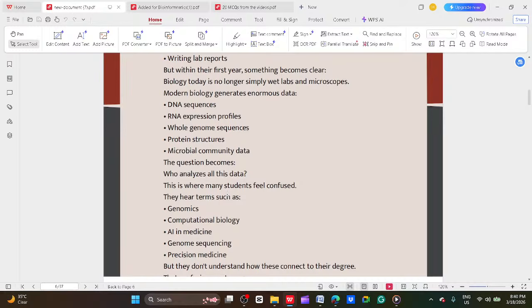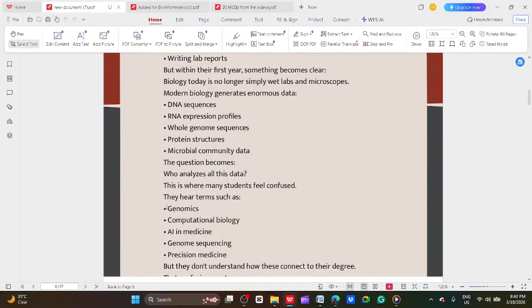So the question becomes, who analyzes all this data? This is where many students feel confused. So many people run away. Once they say bioinformatics, they will tell you that you are going to start speaking in tongues. Genomics, computational biology. So we say, I ran away from computers. I ran away from statistics. I ran away from mathematics. And bioinformatics is just too technical.